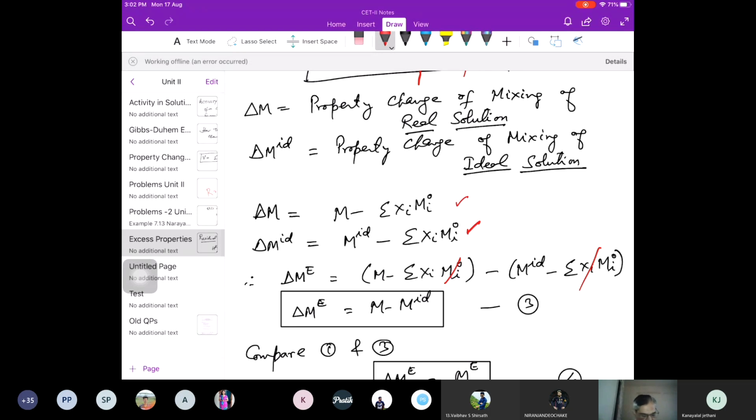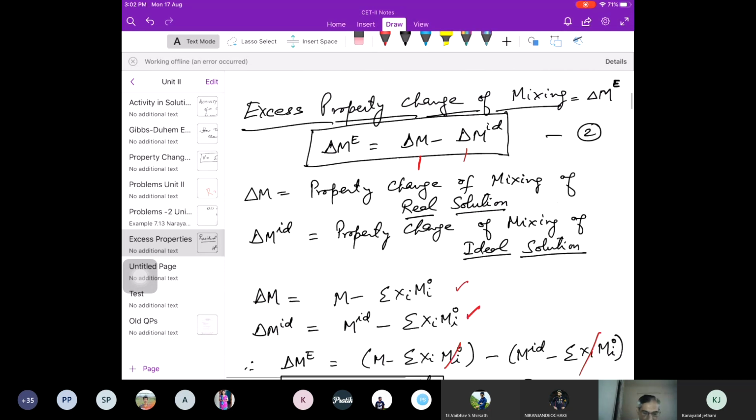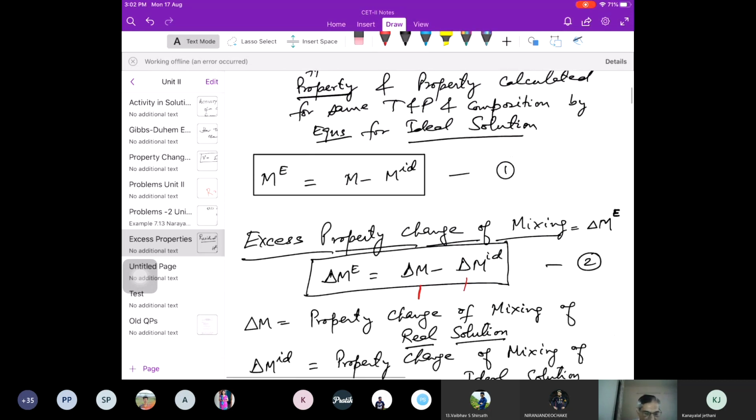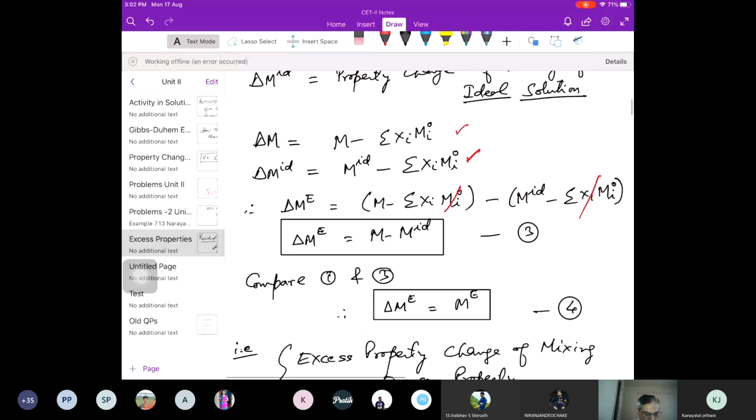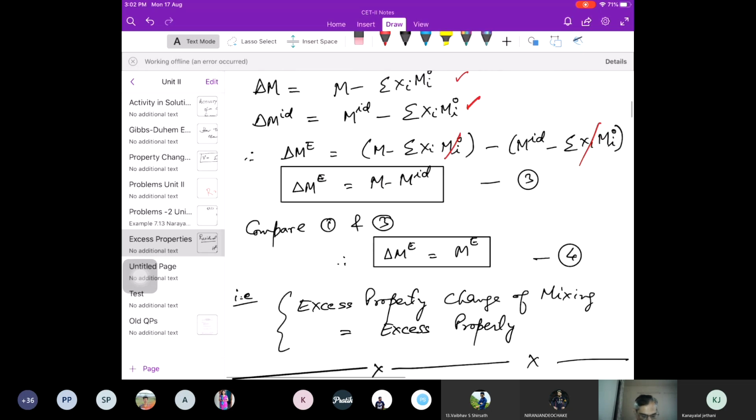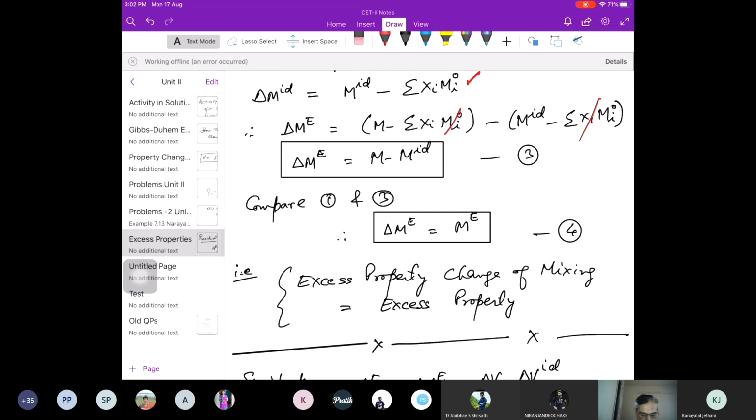ठीक है? So if we compare 1 and 3, 1 was excess property is equal to M minus M ideal, and 3 is delta M E of mixing is equal to M minus M ideal. So if you compare these two, left hand side is same, or right hand side is same, so left hand side has to be equal. So delta M E is nothing but M E. So excess property of mixing is nothing but excess property by definition. So excess property change of mixing is nothing but excess property. Any doubts, questions?